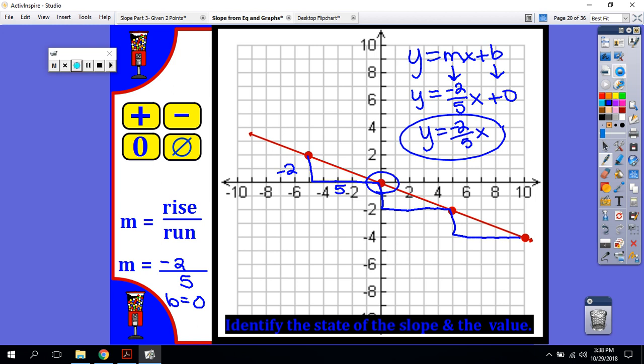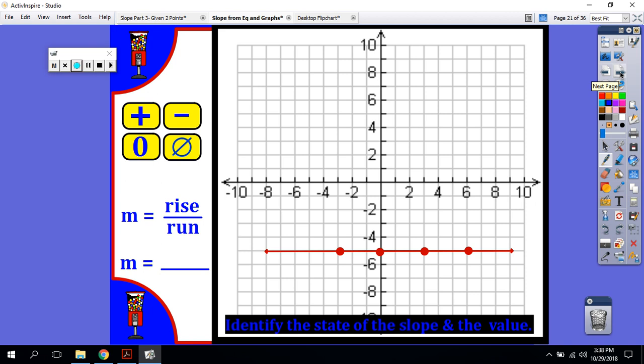Let's do another one. Here's a special case. Starting on the far left, we're going to do our rise and our run. We rise, none, 0, good. We run 1, 2, 3. Rise 0, run 3. All right, in your calculator, take out your calculator.